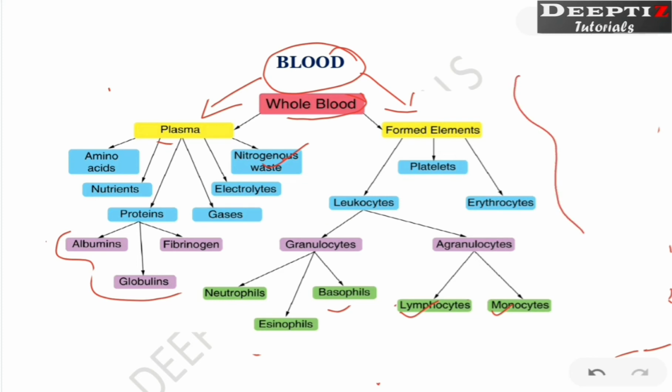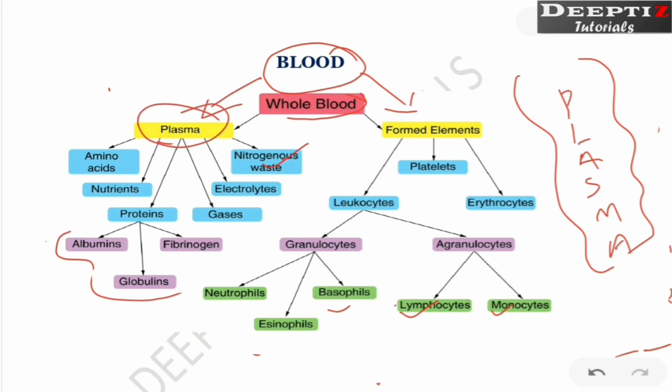Now, related to this, a small thing more I would like to tell you. Suppose this is your blood. This blood has something we call plasma. We have studied it now, right? Blood plasma is a background on which all these formed elements are floating.